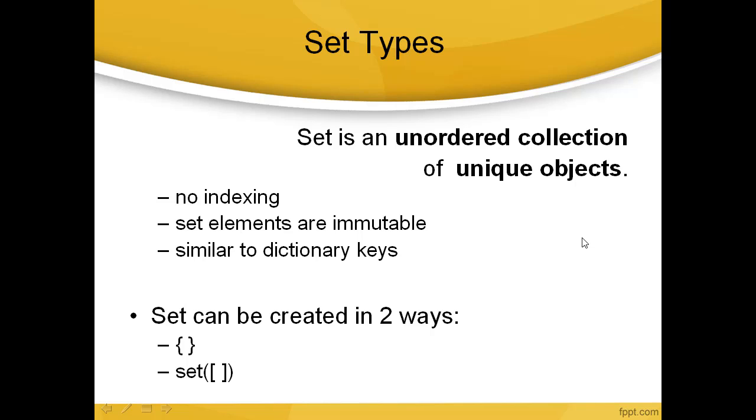Set is an unordered collection of unique objects. It means there is no order for the elements which you are inserting into the set, and unique objects means it doesn't allow duplicates. So there is no indexing and set elements are immutable. These are similar to dictionary keys. In the next section, we are going to look at dictionary. Set can be created in two ways.